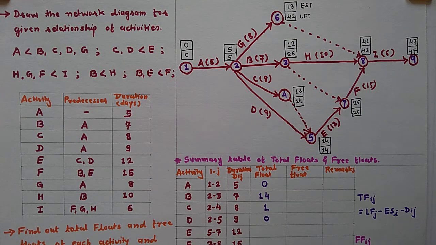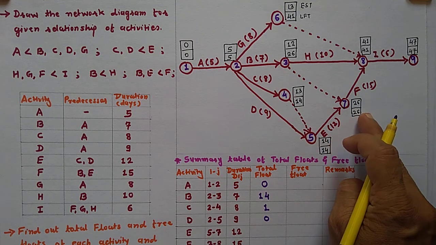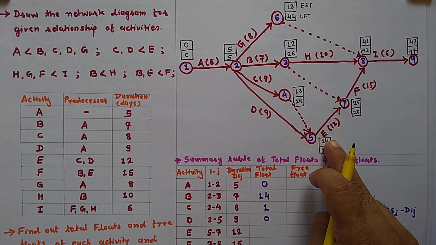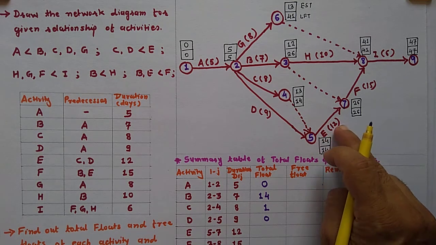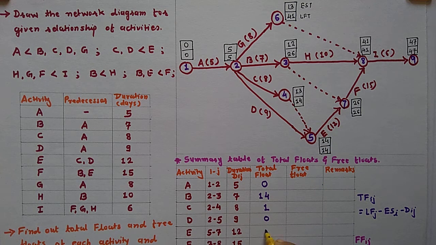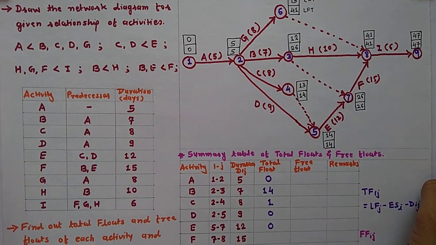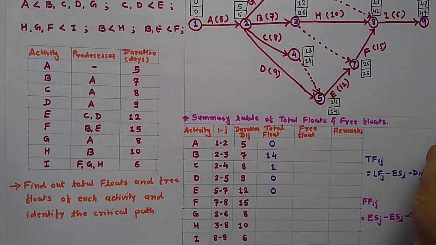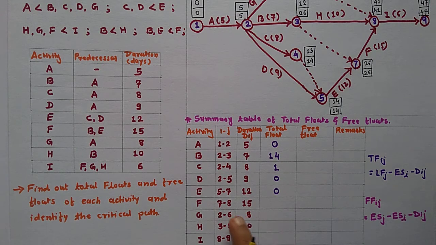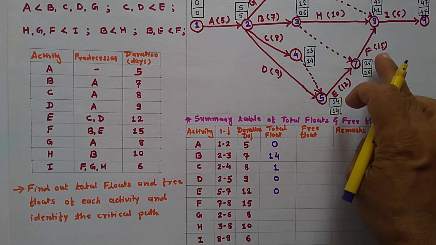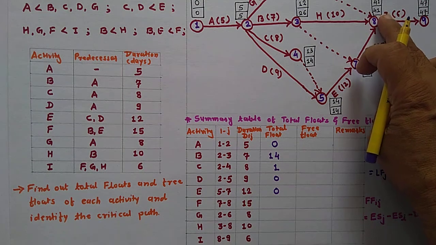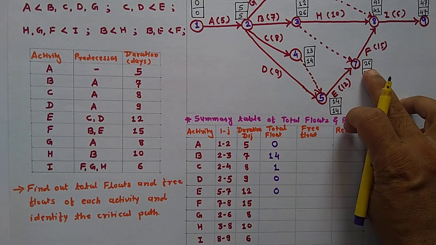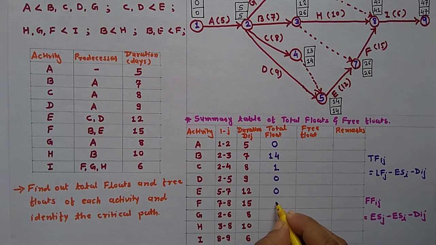Then activity E, this one, 5 to 7. 26 minus 14 is equal to 12, 12 minus duration 12 is 0, so E also 0. Then activity F: 41 minus 26, that is 15, minus duration 15 is equal to 0.